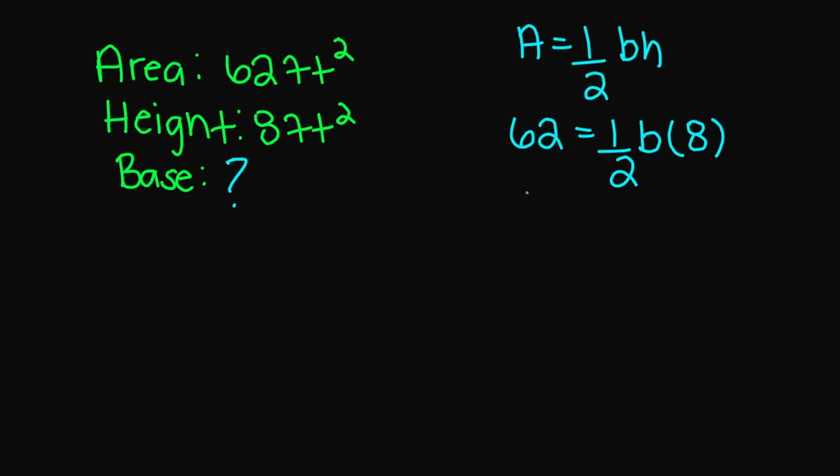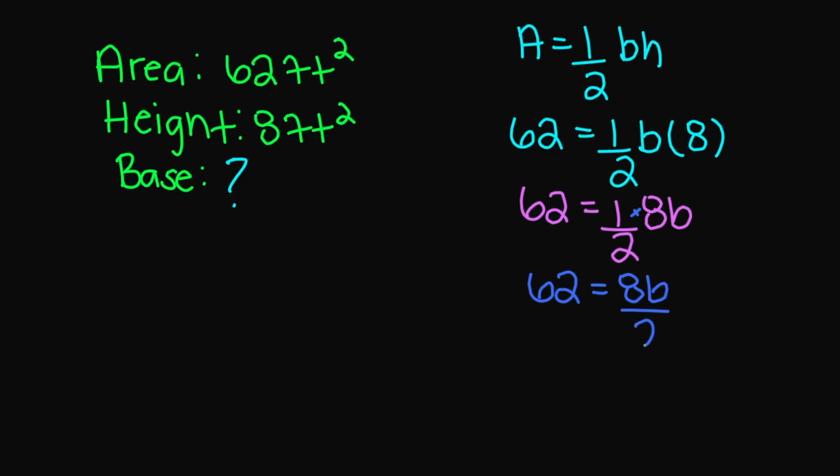Now we're going to simplify. So we have 62 equals 1/2 times B times 8. This is going to be 8B. Now we're going to multiply numerator and denominator. So we have 62 equals your numerator, 8B times 1. This is going to be 8B, and that's going to be over 2.